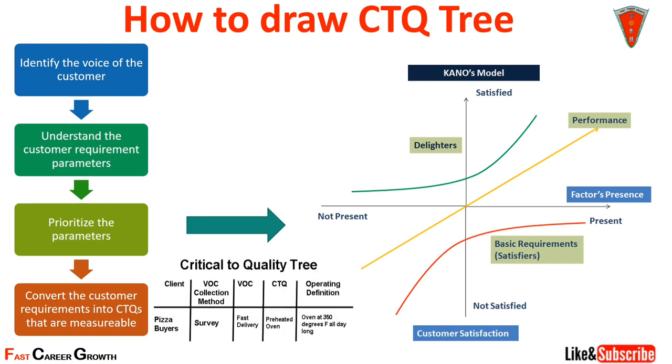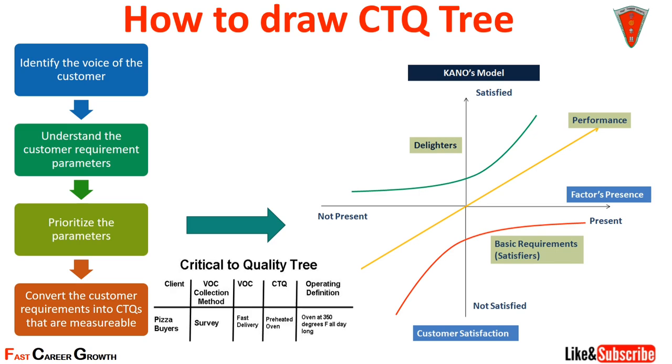Let your client be a pizza buyer, then the customer collection method will be a survey. Then what is your voice of the customer? That they need faster delivery. Then what is your critical to quality? That is the preheated oven temperature. Then the operating definition means you have to maintain the temperature at a level of 350 degrees Fahrenheit throughout the daytime. This is all about the critical to quality tree diagram.